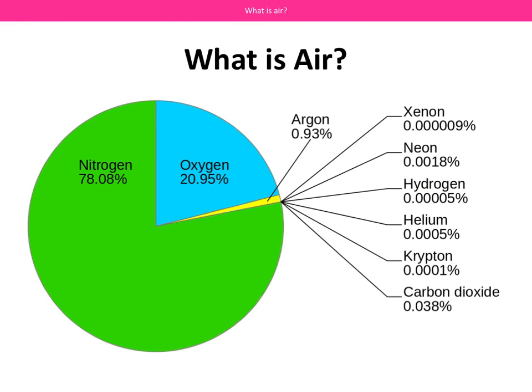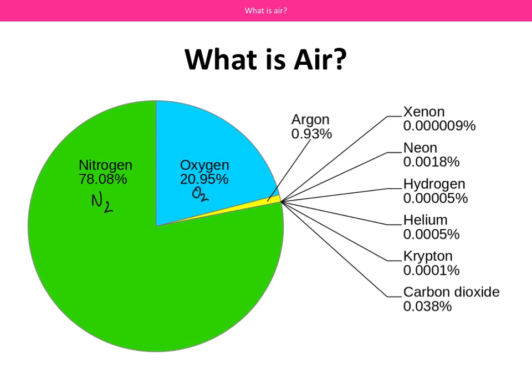So air is actually a mixture of different substances. We've got a pie chart here, and you can see that nearly 4/5 of air is nitrogen. And we know that nitrogen is N2. Just over a fifth of air is oxygen, so we know that's O2.